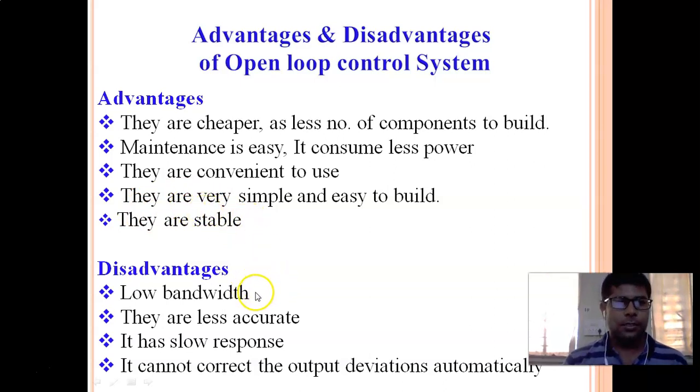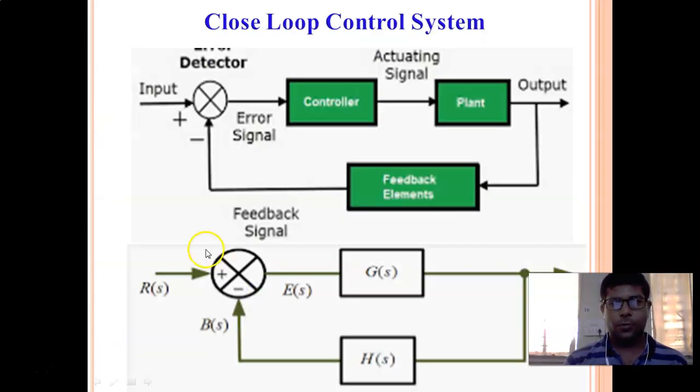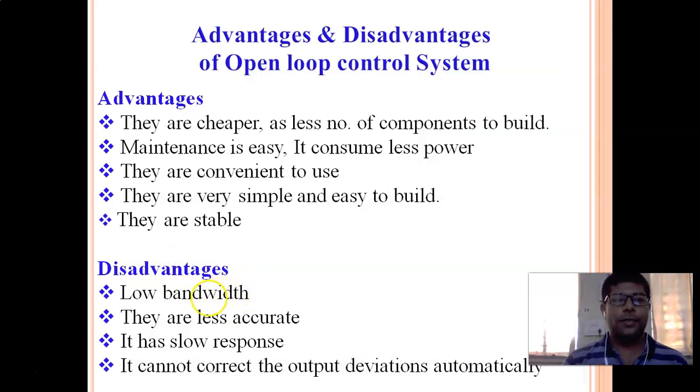So there are some disadvantages of open loop control systems. The disadvantage is low bandwidth, which means the range of frequency over the output response is very low. The second disadvantage is they are less accurate. Obviously, there is no feedback system. There is no path of feedback, where the output is given back to the input and compared. There is no such system. So that is a disadvantage of open loop control.